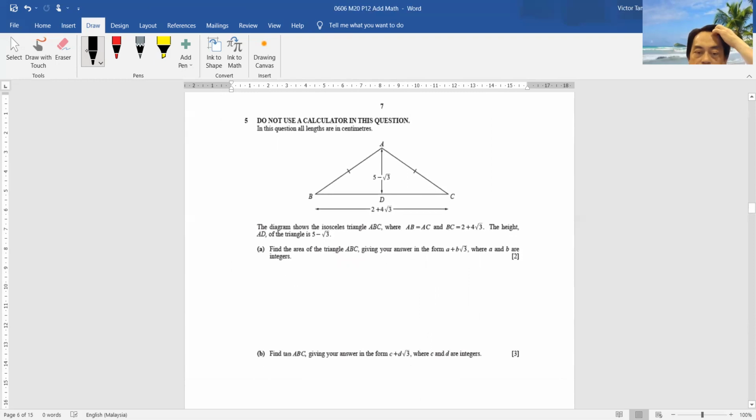Question 5, a question on sets. Okay, all the information is given. Question A, find the area of the triangle ABC, giving your answer in the form a plus b root 3. So area equals half times base times height.